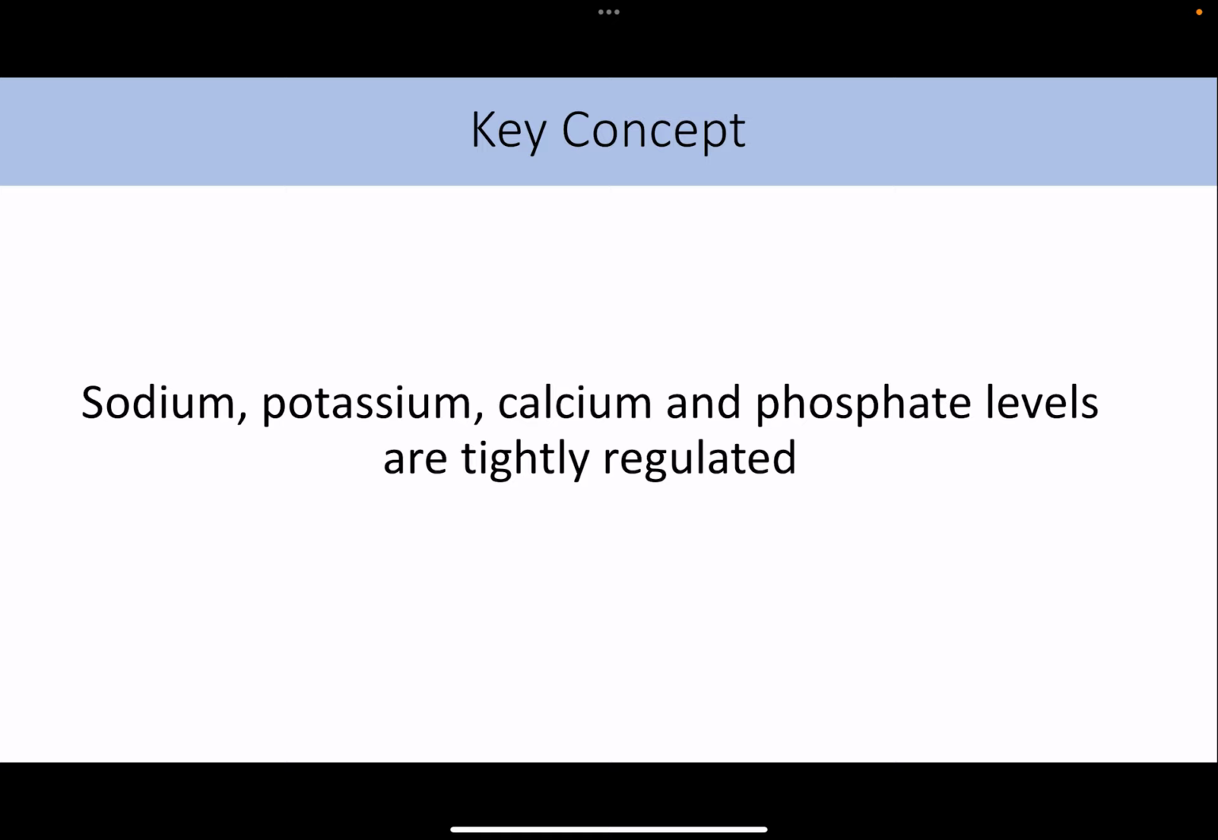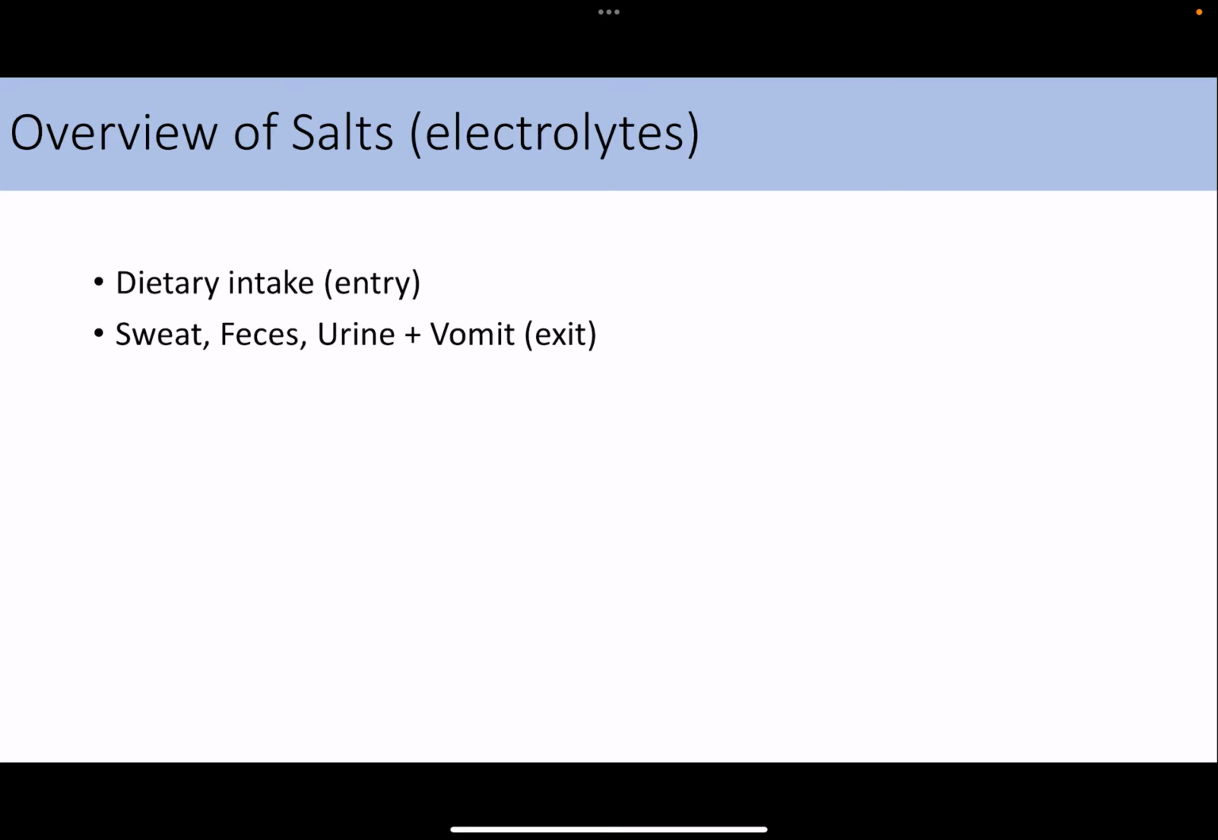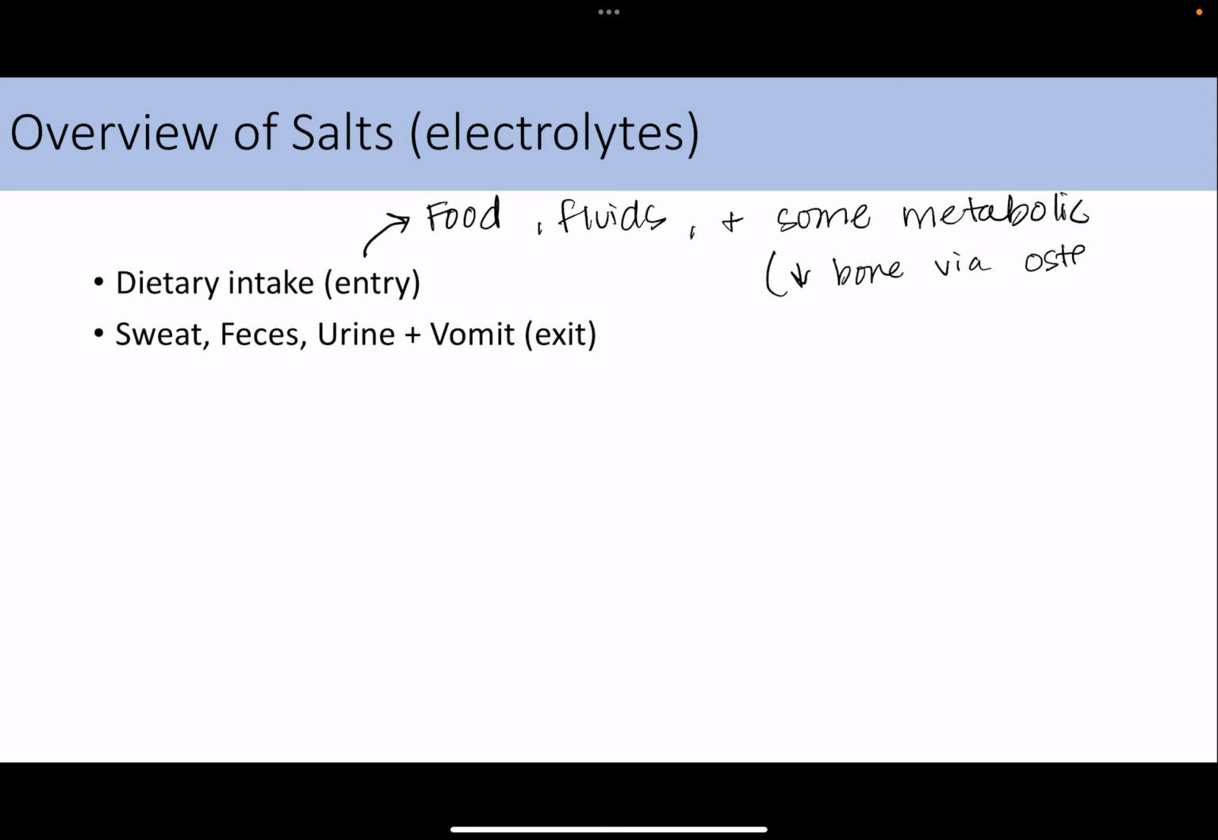Next, we're going to talk about sodium, potassium, calcium, and phosphate levels and how they're tightly regulated. So we'll talk about salts first, which salts are electrolytes. Dietary intake or the entry of salts include food. We have salt that we get from food, fluids, and some of the salt we get is metabolic, and that is from breaking down bone via osteoclasts. So when an osteoclast breaks down bone, not only do they release calcium, but they release some salts as well, phosphate salts that are in our bone.